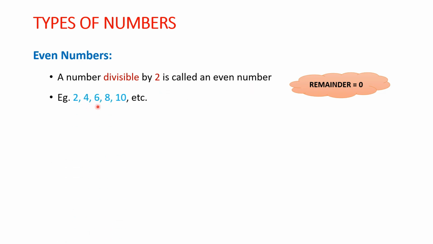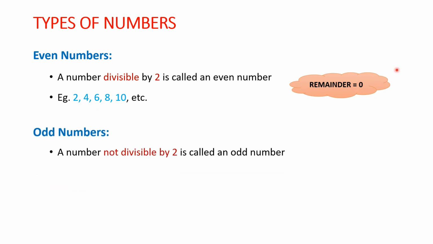The examples of even numbers are 2, 4, 6, 8, 10. When we divide 2 by 2, we get 0 as a remainder. Similarly, when we divide 4, 6, 8, 10 by 2, we get a remainder of 0. So these are all even numbers.